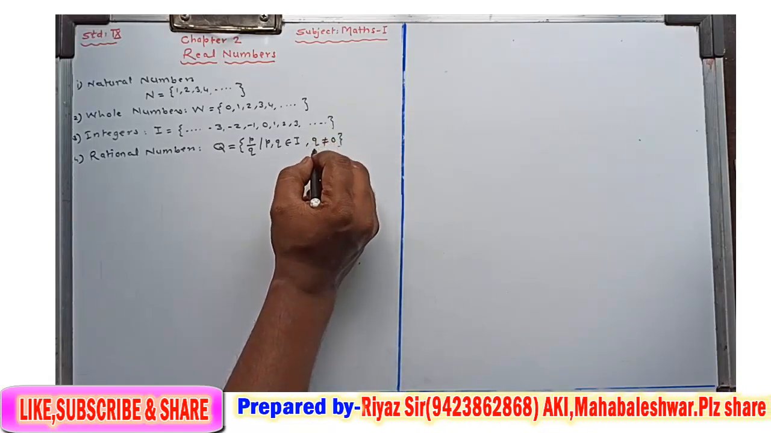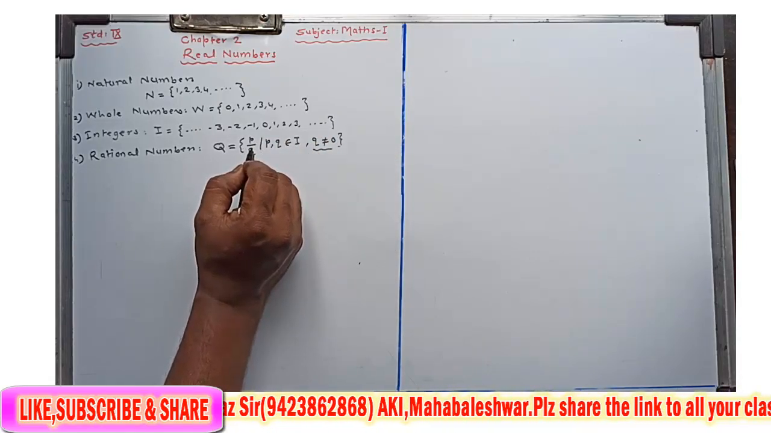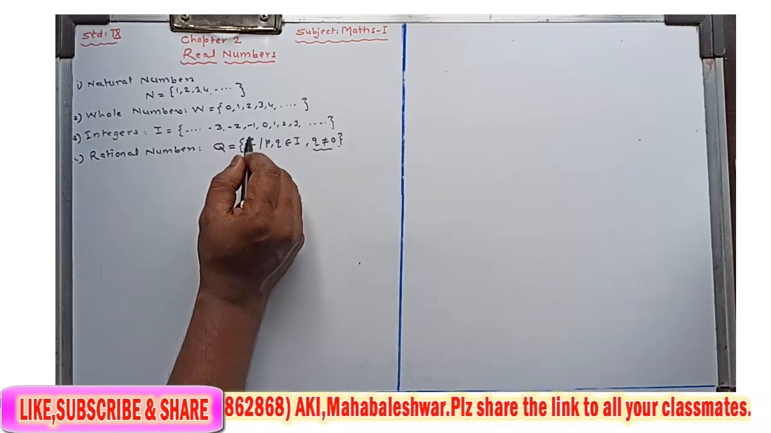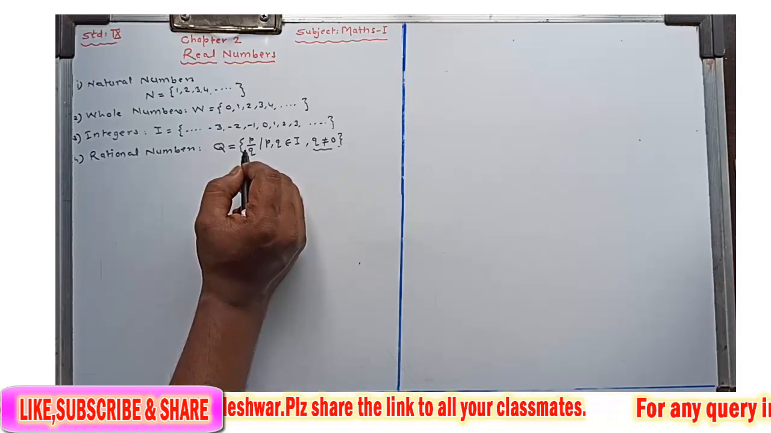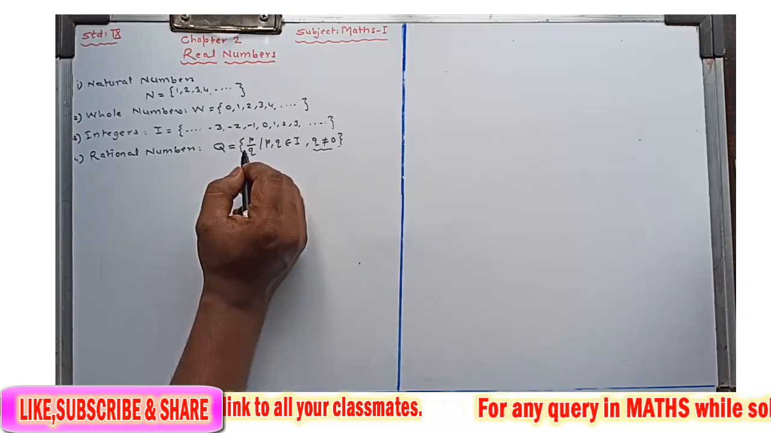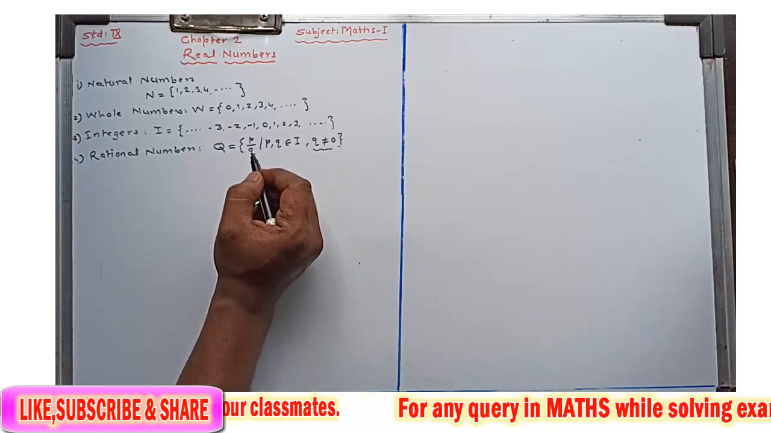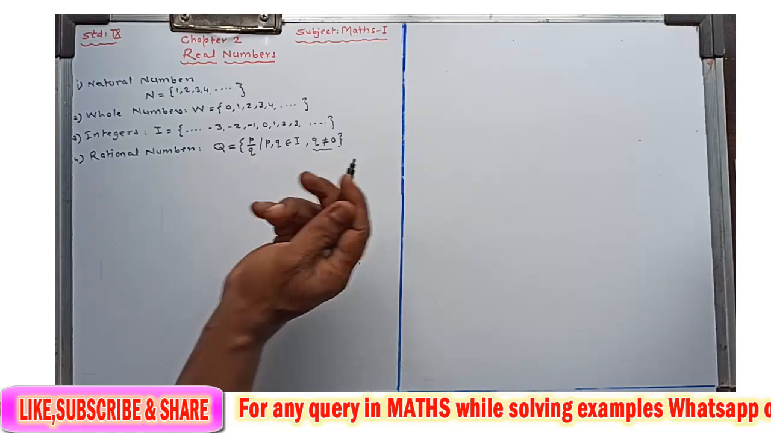This condition is a must, because in p upon q, if q, that means the denominator, is equal to 0, then that number is not defined. We can't define a number whose denominator is 0. Therefore this condition is a must, that q is not equal to 0.